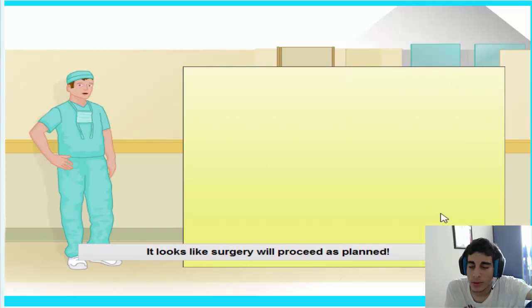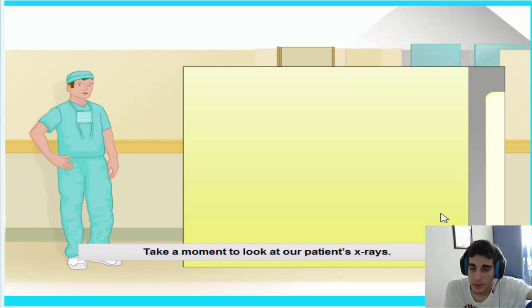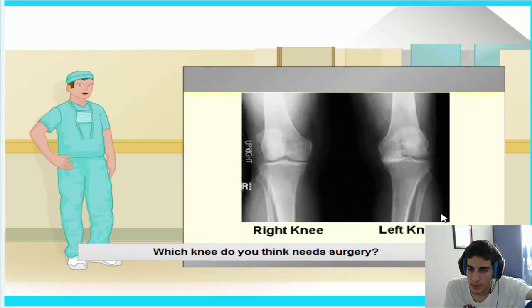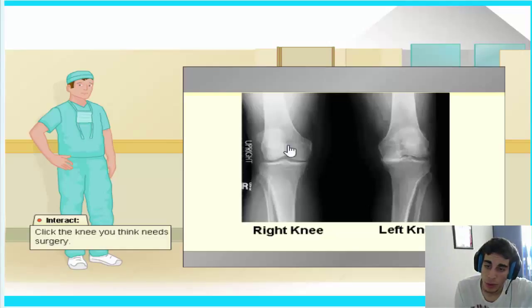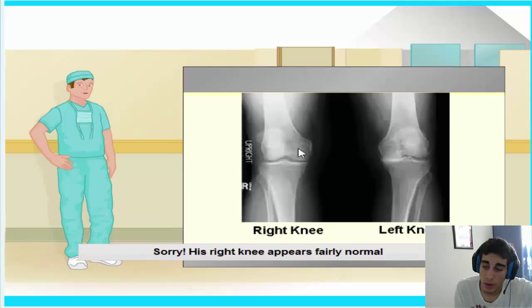It looks like surgery will proceed as planned. Take a moment to look at our patient's x-rays. Which knee do you think needs surgery? Sorry, his right knee appears fairly normal. His left knee appears worn down and lacking cartilage, which is likely the cause of his pain.